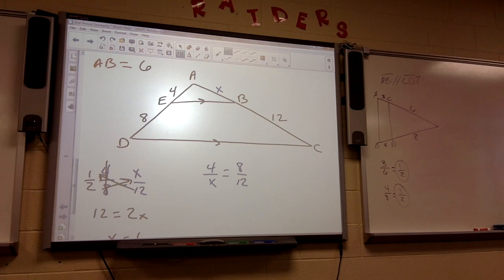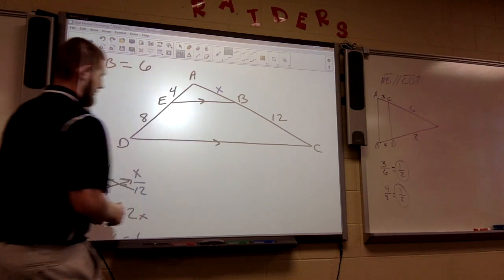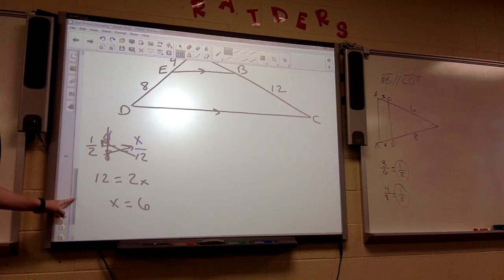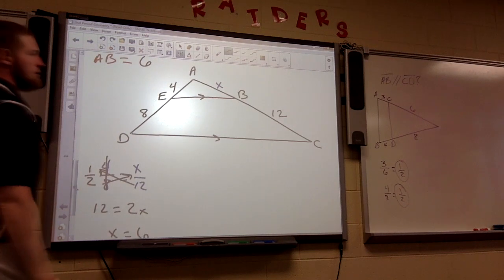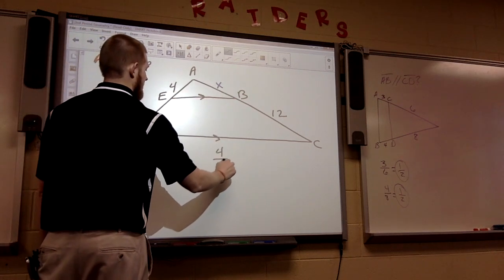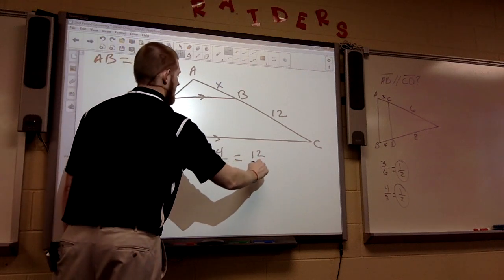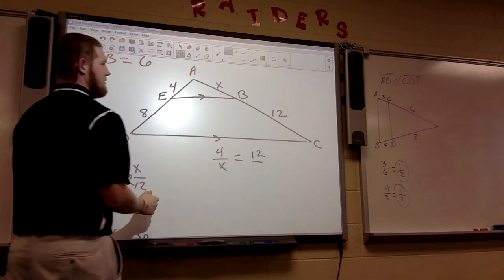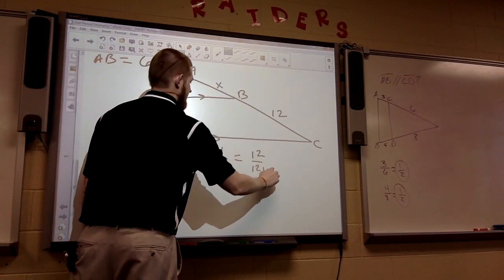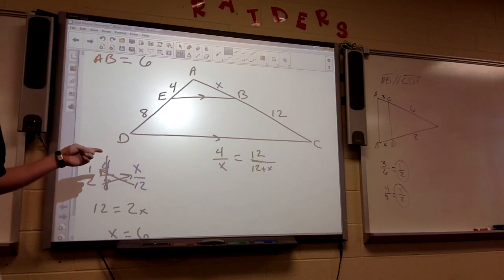Okay. Now, in the past, you don't have to do it this way. And that was pretty quick and easy, right? In the past, I would have done 4 over X equals 12 over what? 12 plus X. Okay, that's going to be a little bit longer, right?